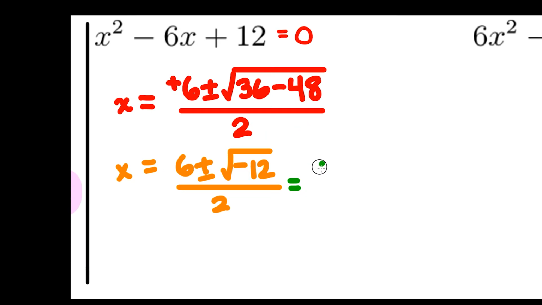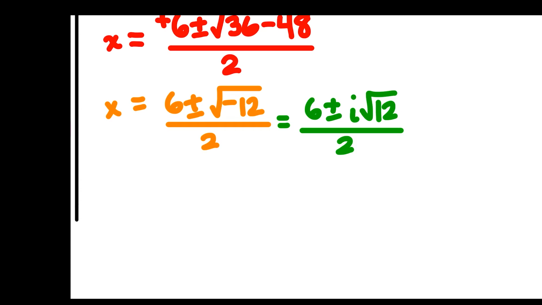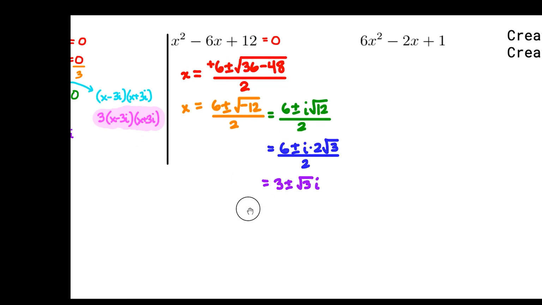So I'm going to pull the i out on that radical. So it's going to be 6 plus or minus i times the square root of 12, and then this is all divided by 2. I'm going to simplify that radical, that square root of 12. You can actually take out root 4 on that. So you end up with root 4, which is 2 times root 3, and then that all gets divided by 2. I'm going to divide the top and the bottom by 2, and you end up with 3 plus or minus root 3 i. Okay, so there's the 2 solutions for that, but we want to write this in factored form.